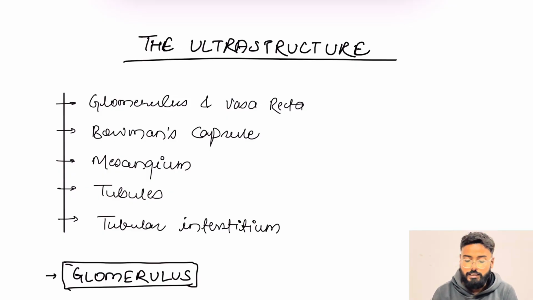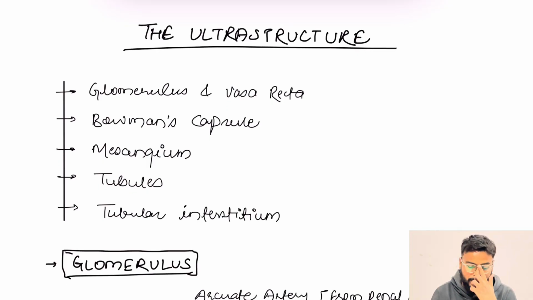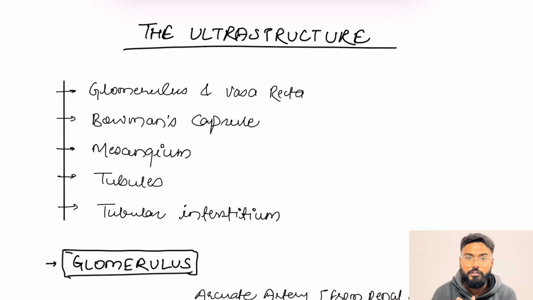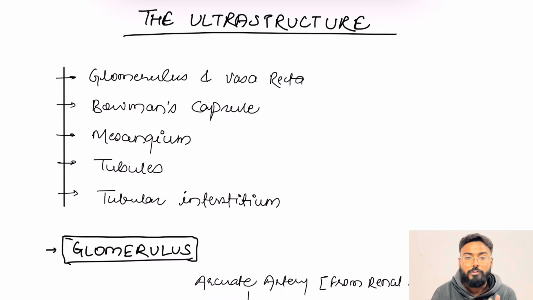So, starting with the ultrastructure of these nephrons: what components do we need to keep in mind, their function, their structure, and how in turn they are going to get affected in the diseases. These are your glomerulus and your vasa recta, your Bowman's capsule, mesangium, tubules, and your tubular interstitium. We will discuss all these one by one, their structure, their function, how they are going to look, and how the pathologies are going to involve these structures.